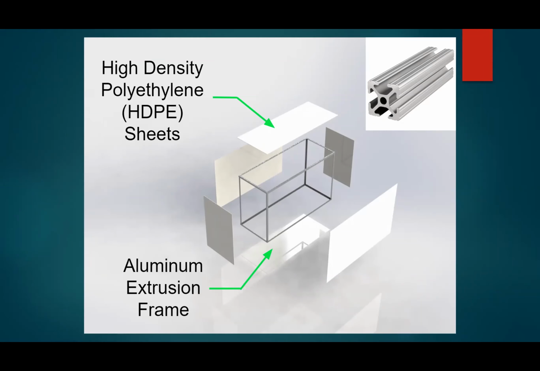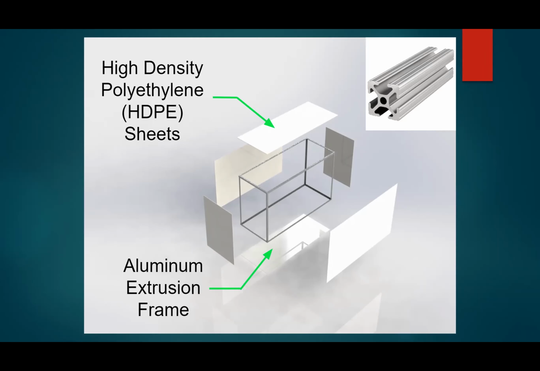Hey, this is Grant here. We are about to dissect some of the construction of the enclosure. So this is just a simple breakdown of the different layers that we have. We have the white paneling, which you can see are high density polyethylene sheets, HDPE, which are about 3/16 thick.